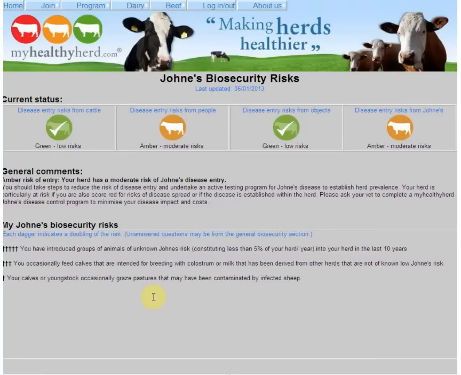And here we have it. We've completed the risk of disease entry for Johne's disease, and in this particular herd the risk of entry for Johne's disease is amber. This is really related to these two risks here: the historic purchases of animals of unknown Johne's risk status in the last 10 years, and occasionally colostrum has been sourced from other herds.